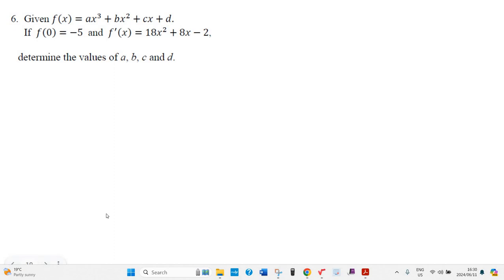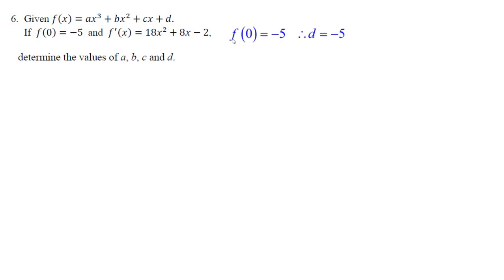Okay, this next question's got a little bit of a twist. It's sort of kind of different. It's just a thing where you're going to compare two different derivatives. Let's just try it. It says we're going to try and figure out what A, B, C, and D are, but f of 0 equals minus 5, and they're telling us the derivative is equal to 18x squared plus 8x minus 2. So what we can do, f of 0 is equal to minus 5.